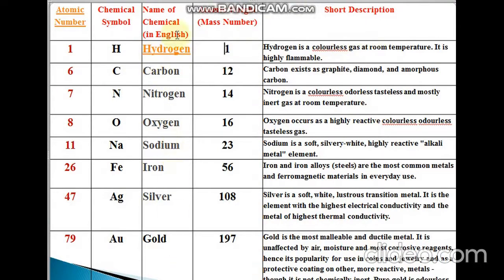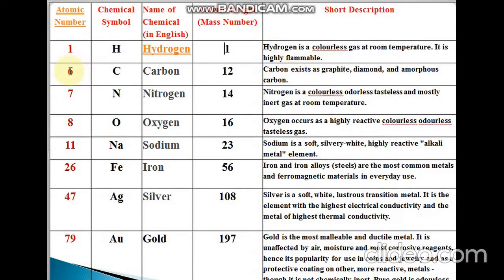there are some elements. First is the number 1. Chemical symbol is H. The name of the chemical in English, hydrogen. Atomic weight 1. Hydrogen is a colorless gas at room temperature. It is highly flammable.